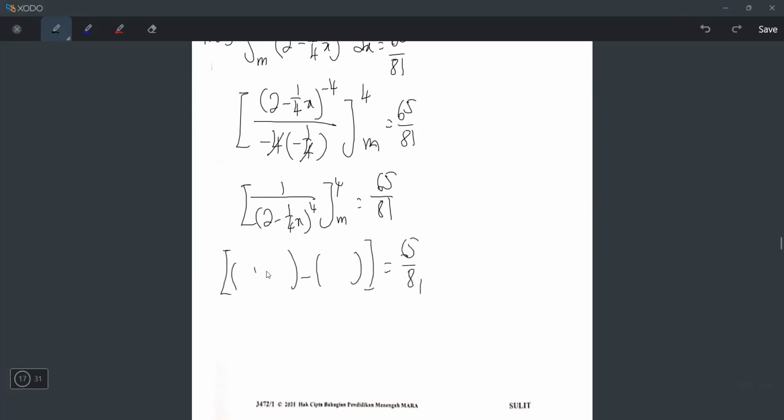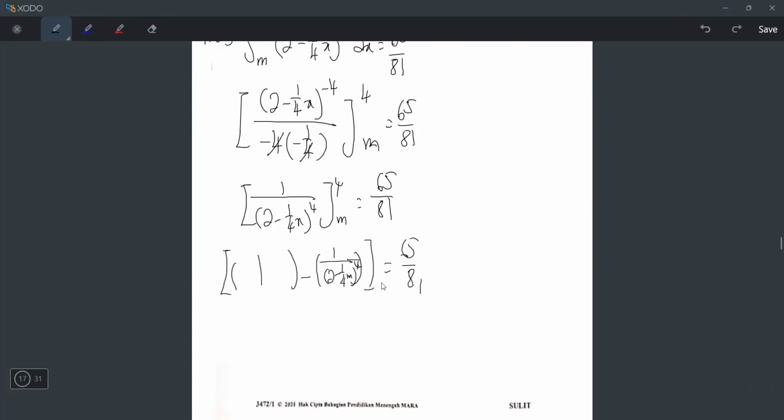Right? Here is for you to substitute 4. Here is for you to substitute m. And in the middle has to be minus. Okay, let's substitute 4 first. And when I substitute 4, 4 divided 4 is 1. 2 minus 1 is 1. 1 power 4 is 1. 1 divided 1 is just 1. Right? And what happens when I substitute m is just 1 over bracket 2 minus 1 over 4m power 4.